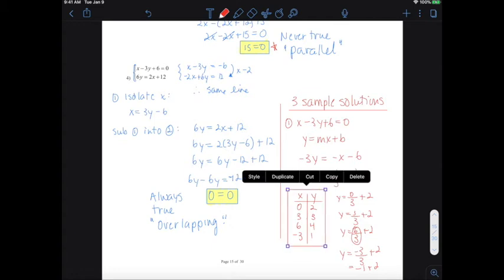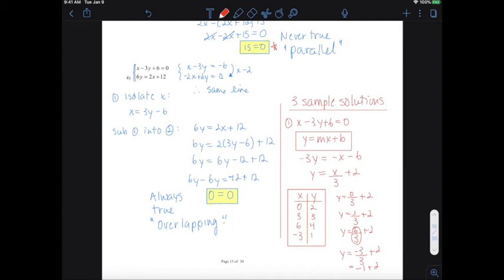Okay, so what I do is I take equation 1 or 2, and I have to write it in the form of y equals mx plus b, and then just give 3 sample solutions.